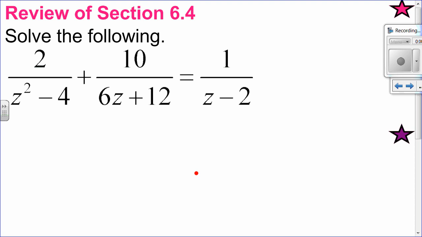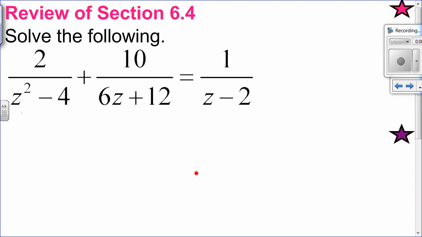Before I get into the word problems, let's review solving equations. Again, because this is a review question, I do recommend you pause the video, try the solution, come back, see how you did. So in this question here, what I want to do is factor my denominators so that I can find my lowest common multiple and also my non-permissible values.